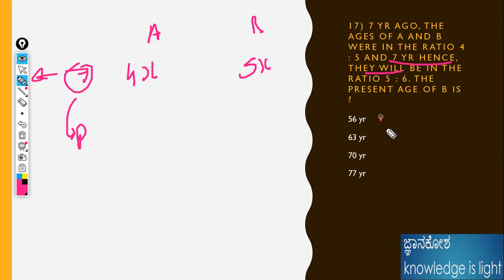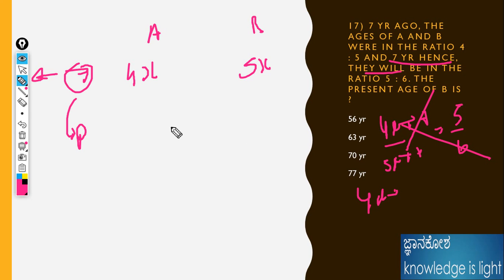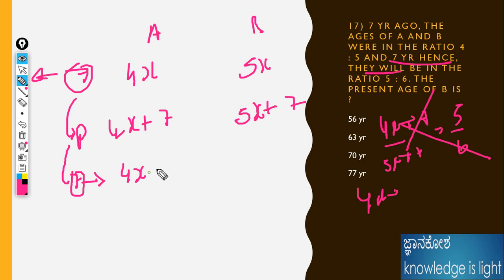Some of the children directly write 4x plus 7 and 5x plus 7 is equal to 5 by 6, like that. This is the mistaken thing. 4x plus 14, how is it 14? I will tell you: 4x plus 7 and 5x plus 7. Understand, students? Then 7 years hence means again 7 years we need to add, so 4x plus 14 and 5x plus 14. Understand?